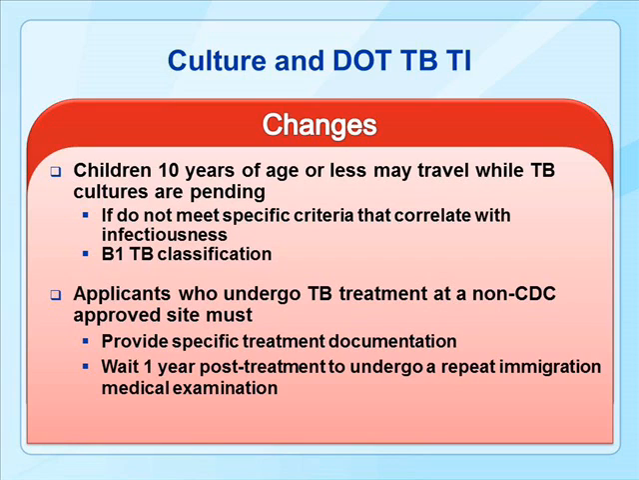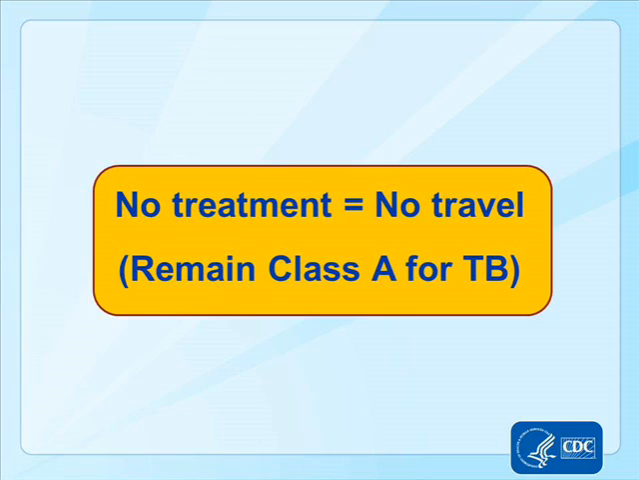And applicants who had TB treatment at a non-CDC approved site, in other words, a private hospital or another facility but not one of the panel sites, needed to provide specific treatment documentation by directly observed therapy, and would have to wait 1 year post-treatment to undergo a repeat immigration medical examination. So really a disincentive to not being treated by a CDC-approved site. And basically, no treatment equals no travel. So a patient has to be treated overseas to treatment completion if they want to come essentially to the country.